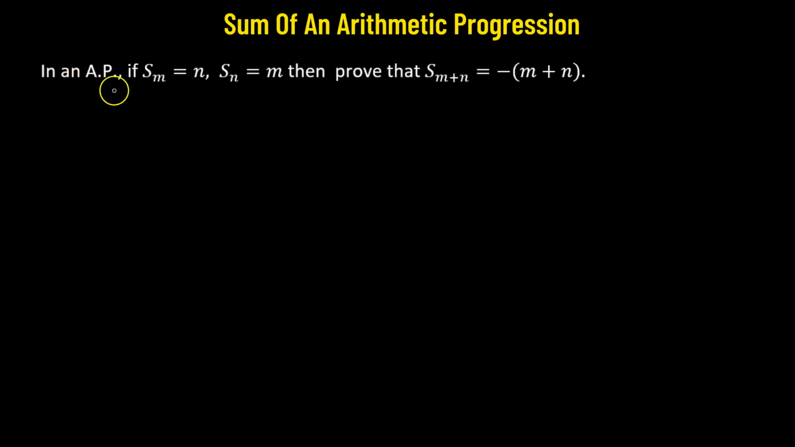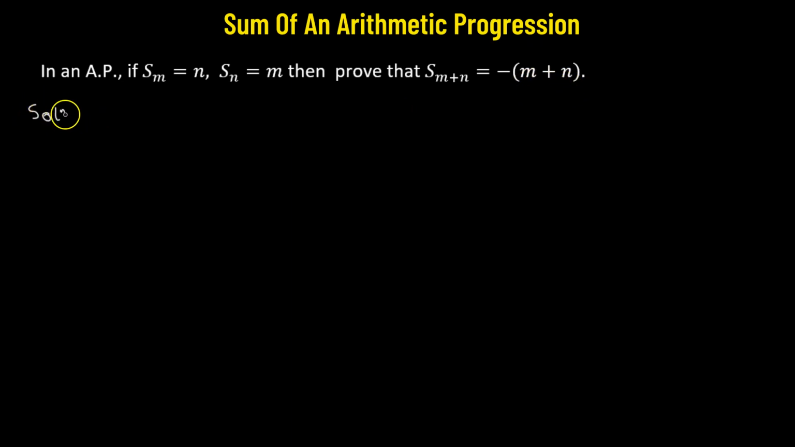So here we have an arithmetic progression, and it is given that the sum to the mth term has a value of n, and the sum up to the nth term has a value of m. We need to prove that the sum up to the m plus nth term equals negative of m plus n. So let's prove that.